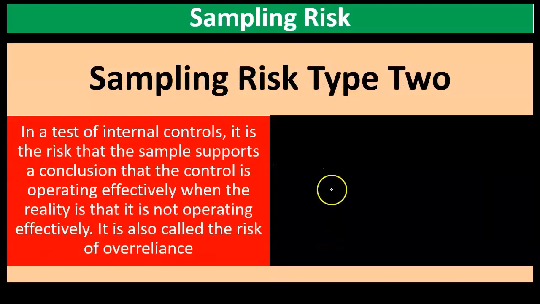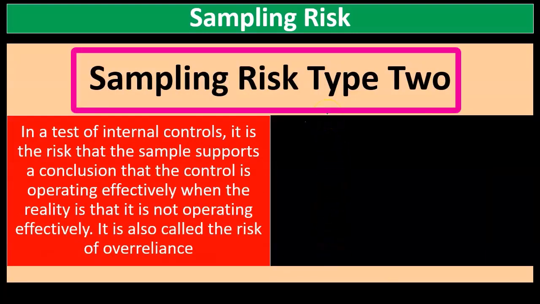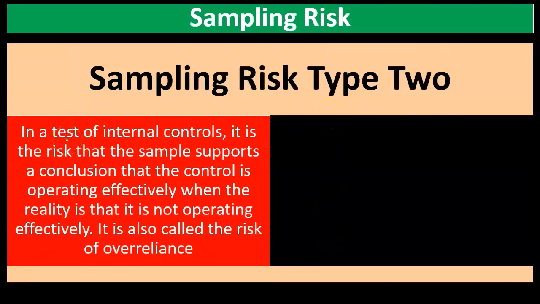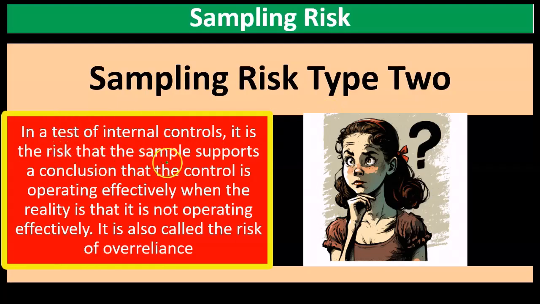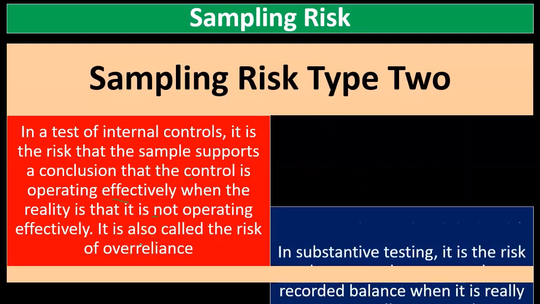Now, the other side of it, the other type of the sampling risk is, in a test of internal controls, the risk that the sample supports a conclusion that the control is operating effectively, when the reality is that it is not operating effectively. So in that case, we'd say the sample was wrong. We tested it because it wasn't representative of the entire population. We gave it a clean go here on the control when it was not good. This is also called the risk of over-reliance.